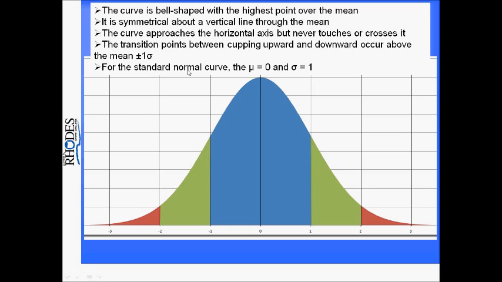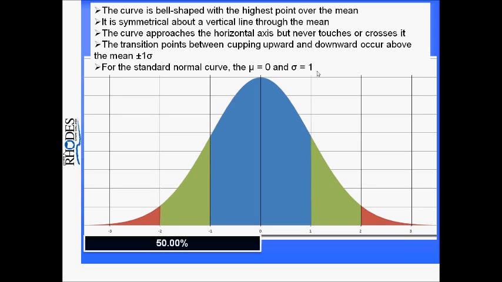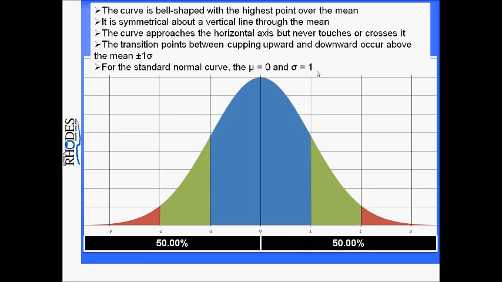And then again, for the standard normal curve, keep in mind this is something special. What's special about the standard normal curve is the mean is 0 and the standard deviation is 1. We'll use a lot of things with the standard normal curve. The other thing to note is that 50% of your data on a normal curve falls to the left and 50% falls to the right.